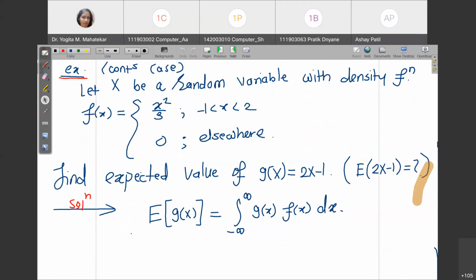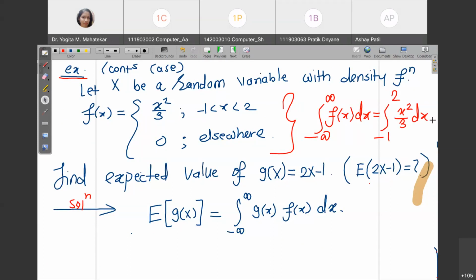So take the first example. Now tell me here, first, is this a probability function? Just integrate and tell me if your answer is 1 coming out or not. Is your answer 1? Minus 1 to 2 x square by 3 dx. Is your answer 1? Yes, ma'am. Yes, so this should happen. Then only we will call it a probability function.